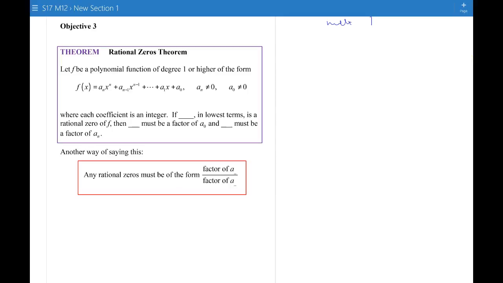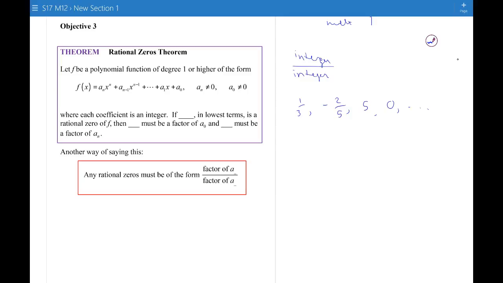Okay, so let's talk about the rational zeros theorem. Recall that rational numbers look like an integer over an integer. So this could be 1/3, -2/5, 5, 0. Those are all rational numbers.